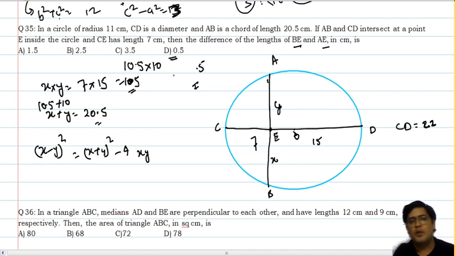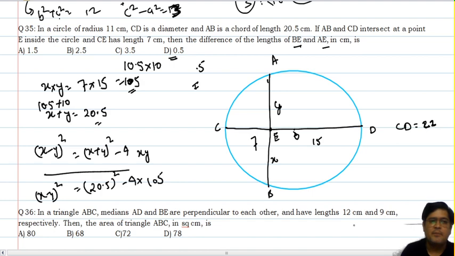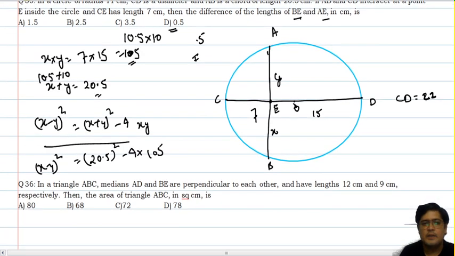If you do not want to take this risk, if you are not able to catch up with these decimal parts, this is the approach forward. X plus Y is 20.5 whole square minus 4 into 105. This is equal to (x minus y) whole square. You have a calculator in the exam on the screen. You can calculate this from there. Let us continue with this.